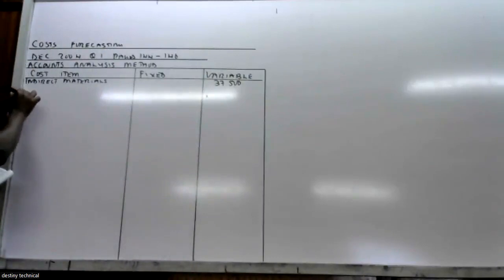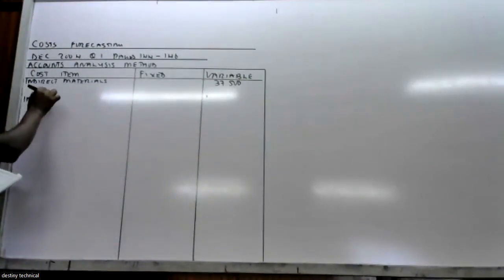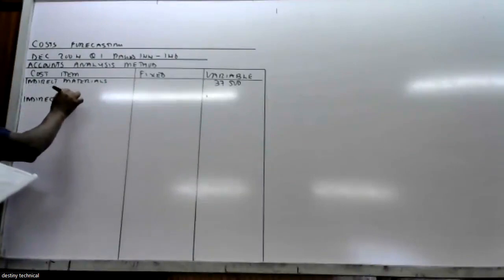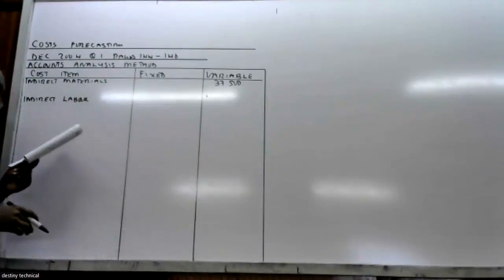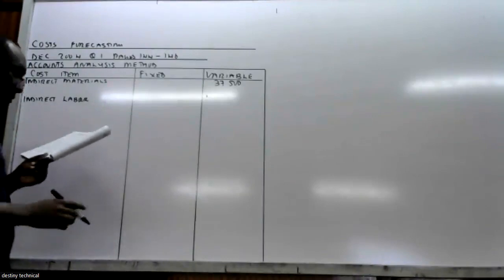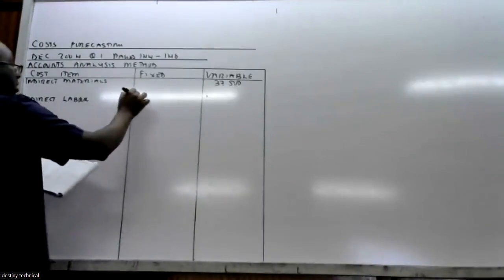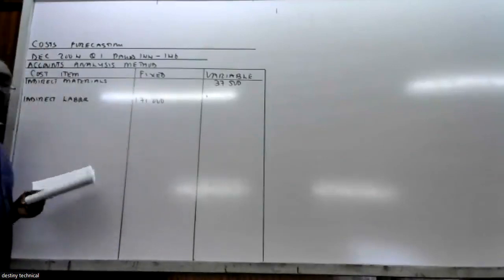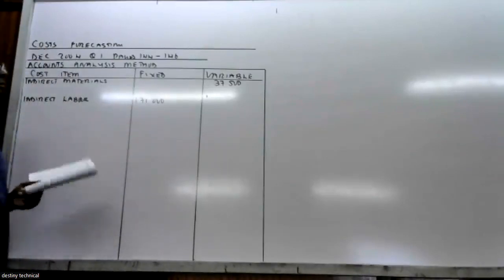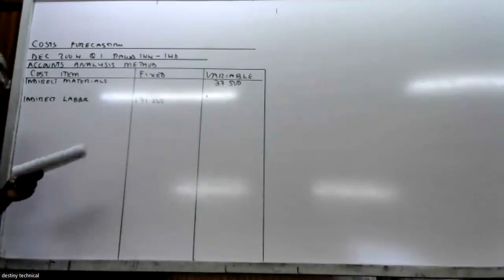We have indirect labor. Indirect labor, we are told an amount of 171,000 is fixed. So if you subtract 171 from 194, you're left with how much?